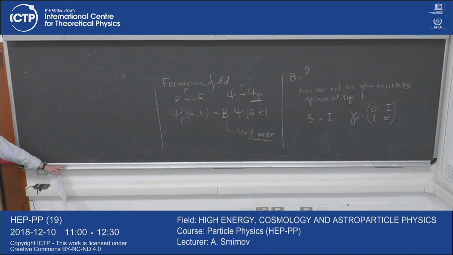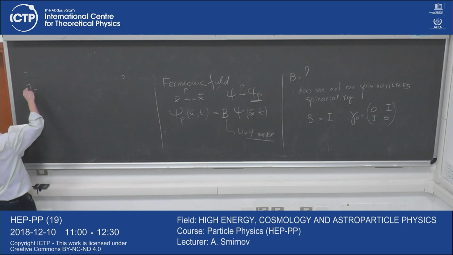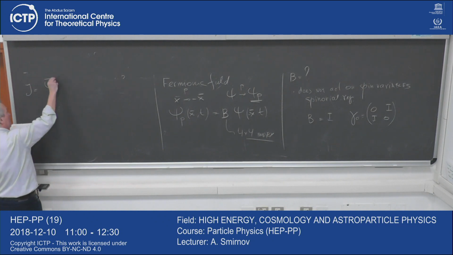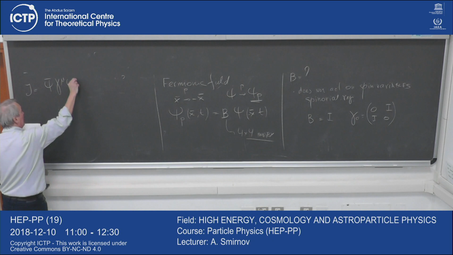So we are using physics arguments, and the physics arguments are the following. We know how the current is transformed under P transformation. The zero component doesn't transform, and the vectorial components change sign. The current is given by ψ̄ γ^μ ψ.